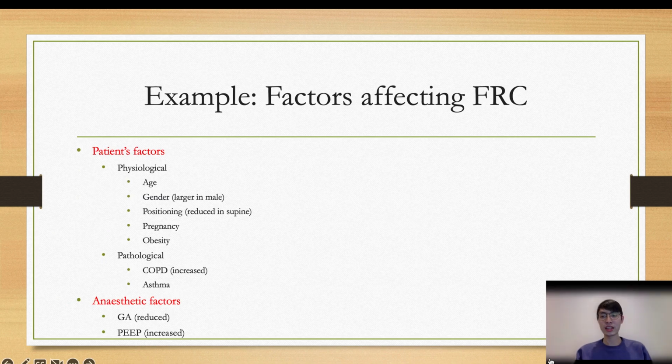For questions that ask about factors that determine something, for instance, what determines FRC, we could classify into patient's factors and anesthetic factors. Patient's factors could be further divided into physiological factors like age, gender, positioning, as opposed to pathological diseases like COPD and asthma. This framework could be applied to questions like factors determining the risk of awareness or the risk of increasing post-op nausea and vomiting.